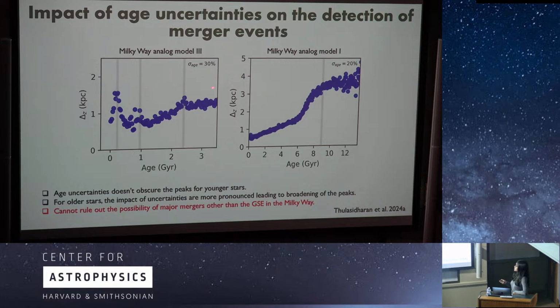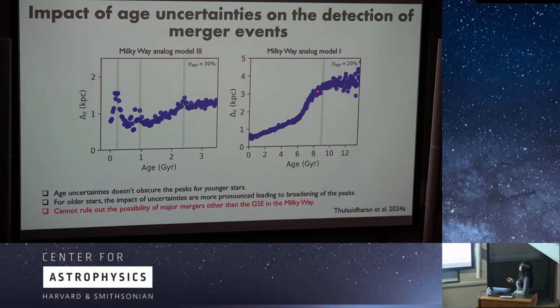We introduced 30% uncertainties, and we can see that even after introducing them, we can still recover the 3 peaks. So for younger stars, age uncertainty is not much of a problem, at least with the current uncertainty estimates. But things get difficult as we look at the merger signatures in the older stars. This is Milky Way analog model 1, where we introduced an age uncertainty of about 20%, reflective of the SDSS DR12 ages, which is what dominates the metal-poor disk.